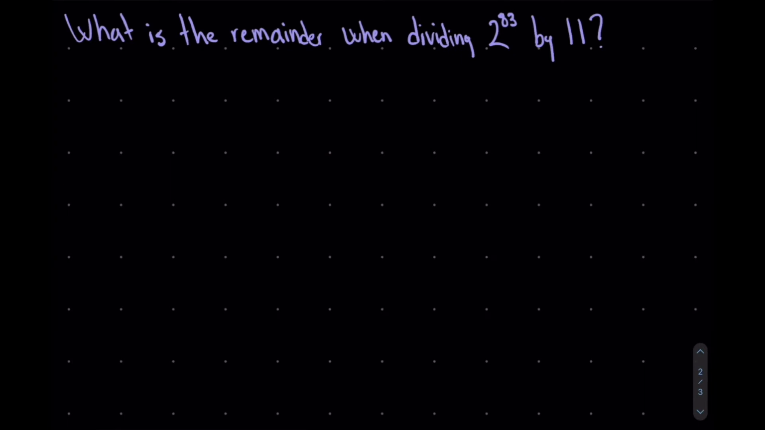Our first example is asking us to find the remainder when dividing 2 to the power of 83 by 11. At first glance, this problem seems kind of impossible unless you're trying to guess, and it's unlikely that any handheld calculator can give you the answer of 2 to the power of 83. So how do you solve this? We're going to start off by using Fermat's little theorem.